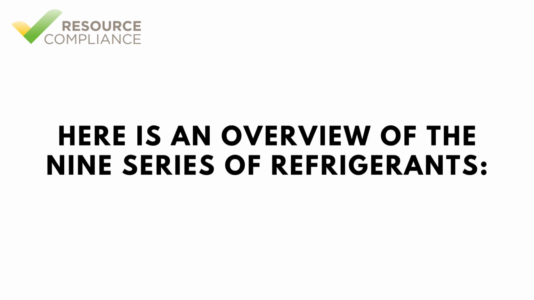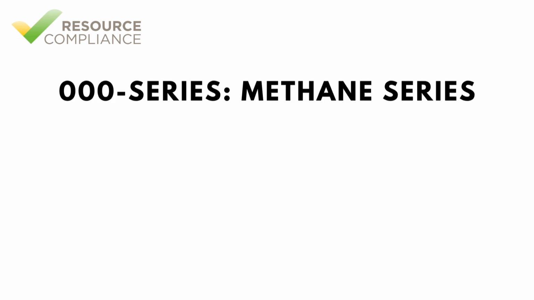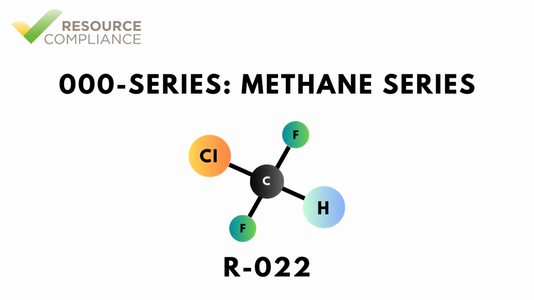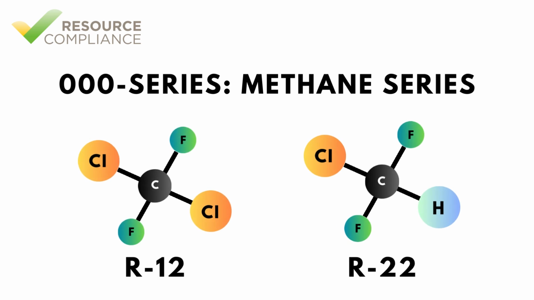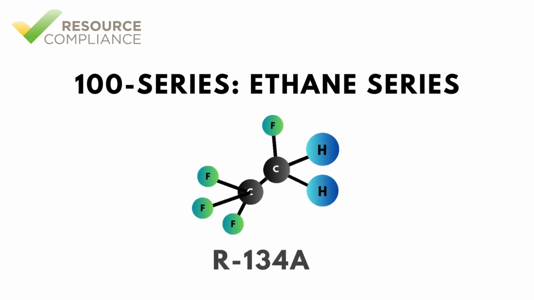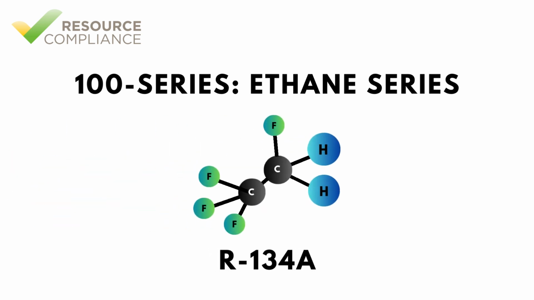Here's an overview of the 9 series of refrigerants. The 000 series is referred to as the methane series. Each compound in this series has a single carbon atom. The 0 in the hundreds place of the refrigerant number in this series is omitted, so this series of refrigerants only has 2 digits. R12 and R22 are 2 of the refrigerants in this series. The 100 series is the ethane series, and each compound has 2 carbon atoms. R134a is a well-known refrigerant in this series.